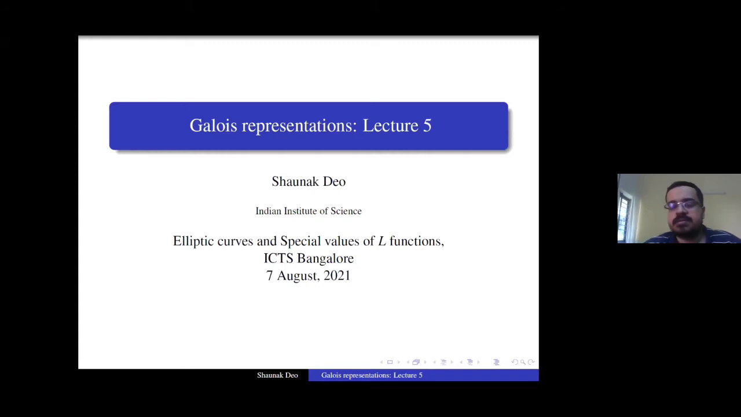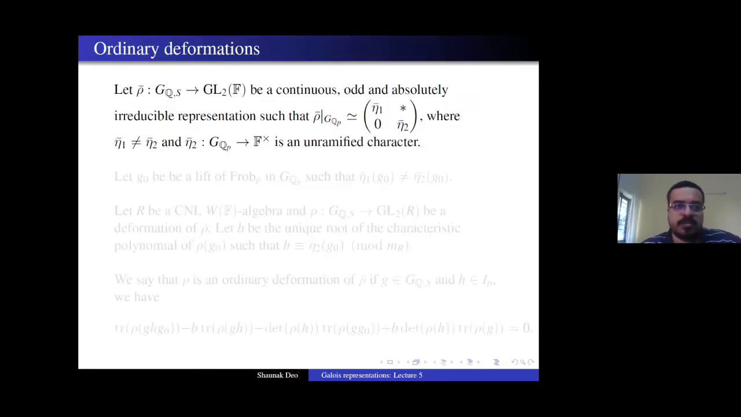It satisfied some hypothesis, and we started with constant determinant, deformations with constant determinant, deformations which are minimally ramified at a prime. And we ended our discussion yesterday with the ordinary condition. So let me recall that. Suppose rho bar from GQS to GL2 F is a continuous, odd, and absolutely irreducible representation such that rho bar restricted to GQP is upper triangular with characters eta1 bar and eta2 bar on the diagonal, and this eta2 bar is an unramified character. So this is just a recall from where we stopped last time.